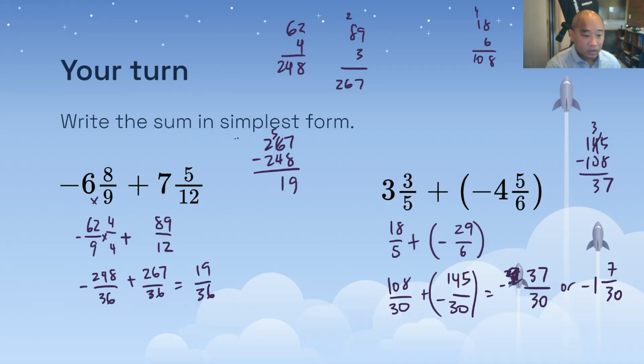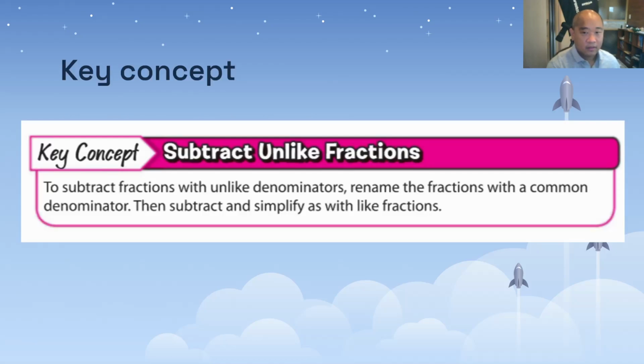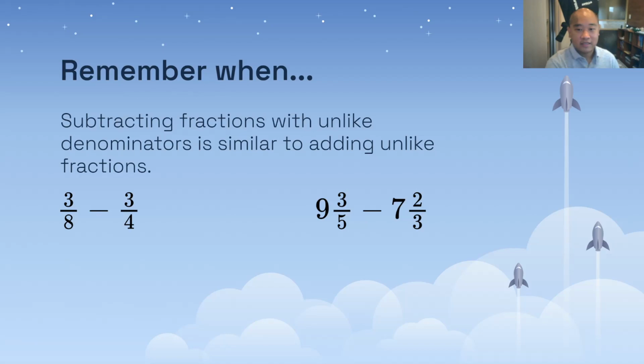Wow, this is taking a long time. Okay. If we're subtracting, it's just like adding. You still have to get the denominators the same, and then you just subtract across. So, let's take a look at an example. Subtracting fractions with unlike denominators.